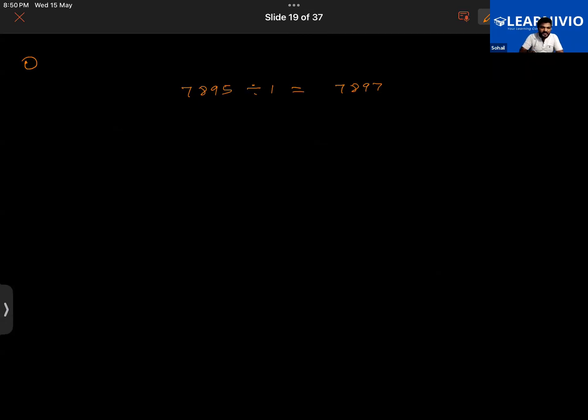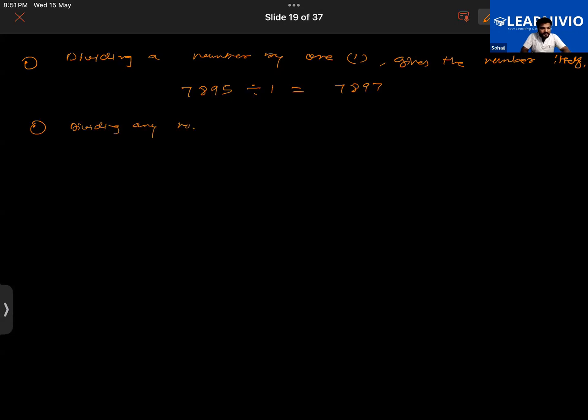Okay, now. Another property says that dividing a number by 1 gives the number itself. Now the last property about division is that dividing any number by 0 is not defined.